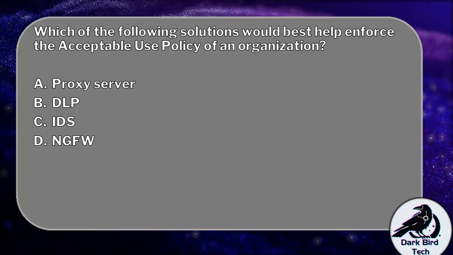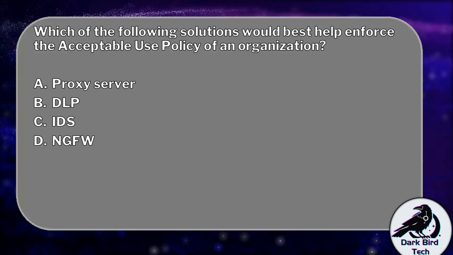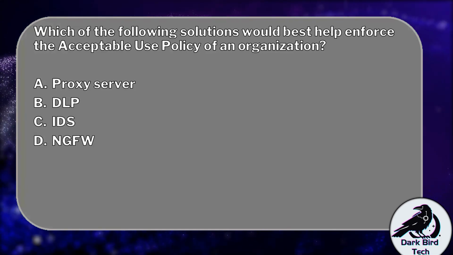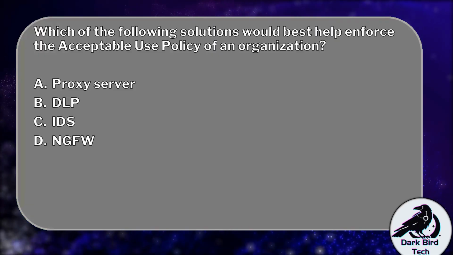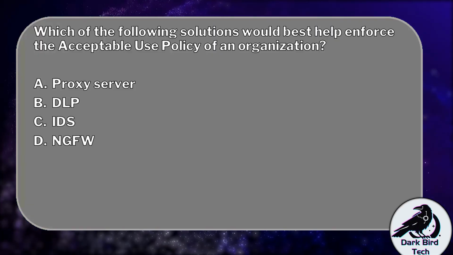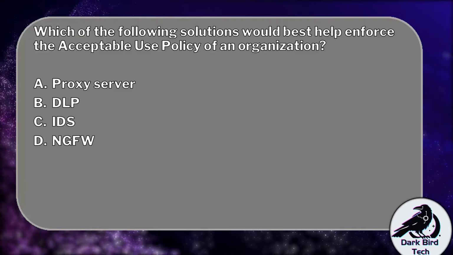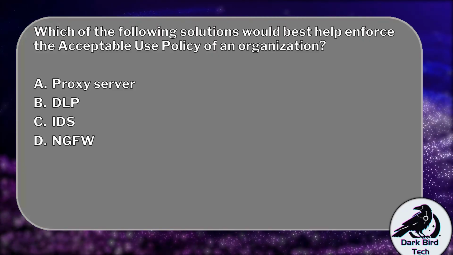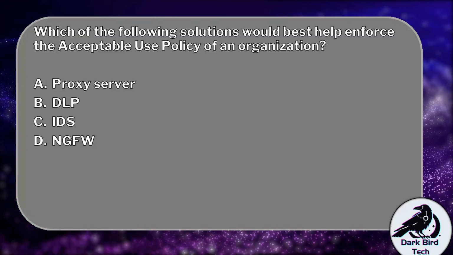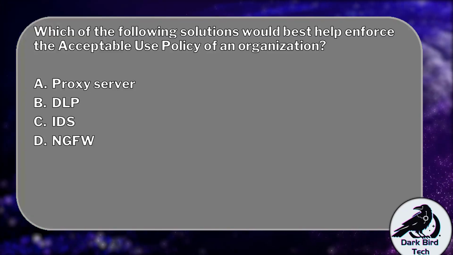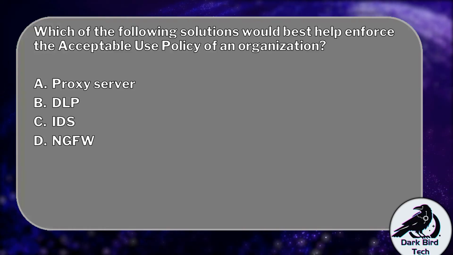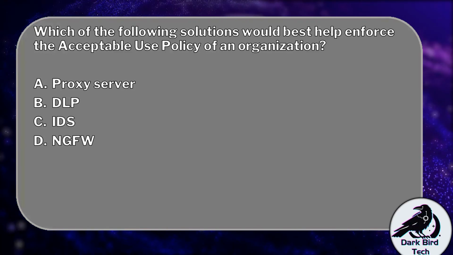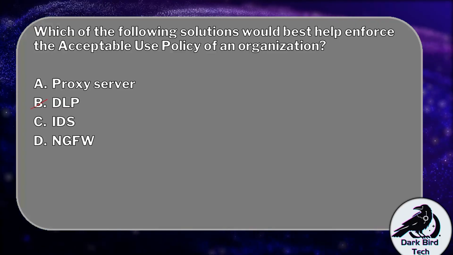So the proxy is feeling really good here. But let's investigate the other options. A data loss prevention system? I don't really see data loss necessarily falling under the acceptable use policy. Maybe the code of conduct, not stealing from your organization and stuff like that. But the acceptable use policy should be governing what is acceptable use of an organization's computing resources. So the DLP, yeah, you could argue, but you're arguing too hard, so take it out.